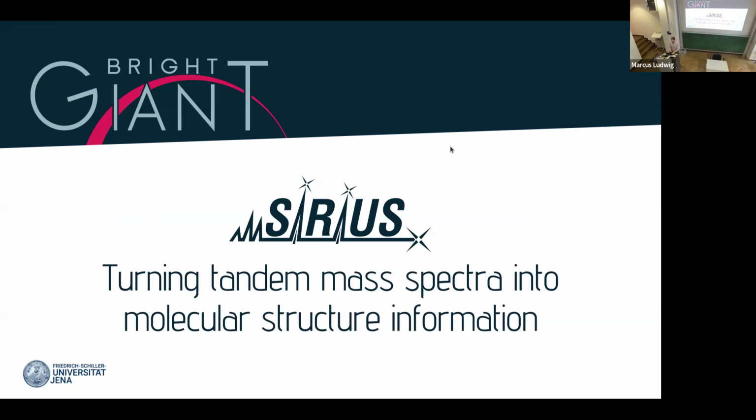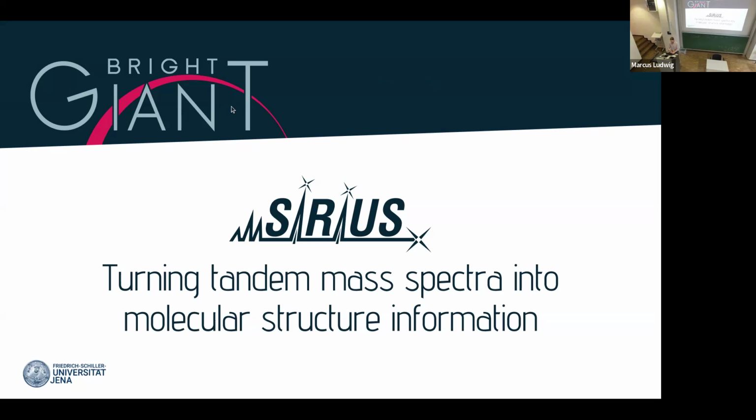So, okay, before we start, first I'm going to give you an overview talk of the capabilities of Sirius and what we are doing today, because this talk is all about compound annotation. The others already introduced you to feature finding and statistics, and Sirius is now really focusing on annotating the features that you're interested in.